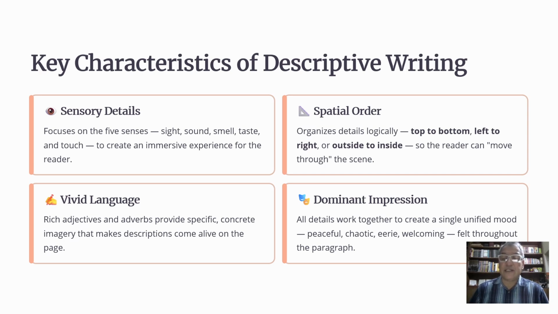Spatial organization: organize logically, top to bottom, left to right, or outside to inside, so the reader can move through the scene. Vivid language: rich adjectives and adverbs provide specific images that make the description come alive on the page. Dominant impression: all details work together to create a single unified mood, peaceful, chaotic, or welcoming, across the paragraph.